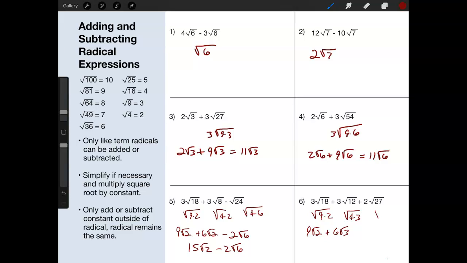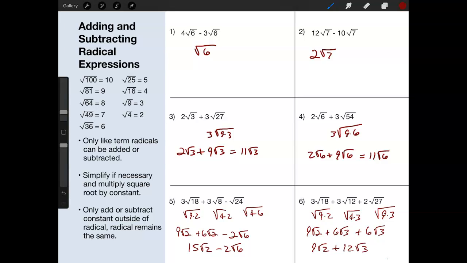And we can simplify 27 to 9 times 3. The square root of 9 is 3. 3 times 2 is 6. So we can simplify this to 6 radical 3. Now we can combine like terms. 9 radical 2 cannot be combined with anything else, so we have 9 radical 2 plus 6 plus 6 is 12, 12 radical 3.